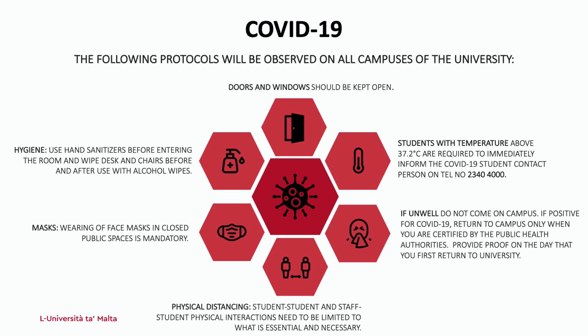Students whose temperature is found to be above 37.2 degrees will be required to immediately inform the COVID-19 contact person on telephone number 2340-4000. I would also like to ask students not to come on campus if they feel unwell. If they turn out to be positive for COVID-19, it is important that students only return on campus when they are certified by the public health authorities and they provide proof that they are able to return to the university, and this proof should be provided to their faculty manager.